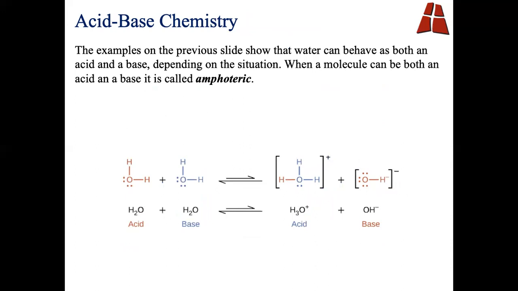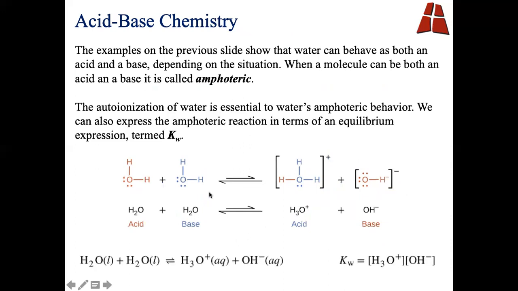So here's our vocab word. Water can be amphoteric, meaning it can act as an acid or a base. One of the very important things that we're going to be talking about in chapter 14 is water's autoionization constant. And this just happens in water.